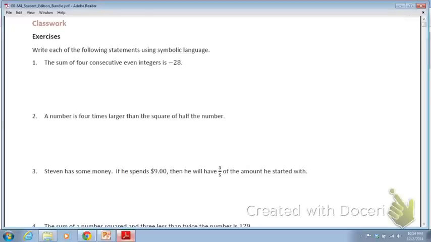Okay, now we're ready for your classwork page in your notes. You have exercises 1 through 5, and if you're feeling ready, just go ahead and work on all of those, and then come back and check. If you think you're struggling, you just go ahead and check each problem one by one, playing the video along. So go ahead and pause now, and then come back, and I'll work out these problems one by one with you.